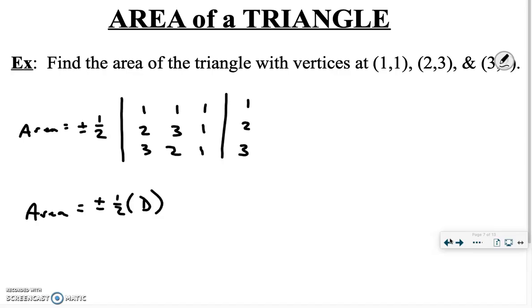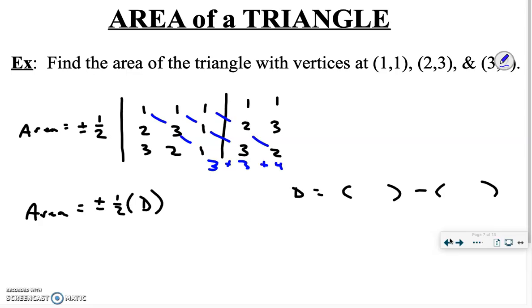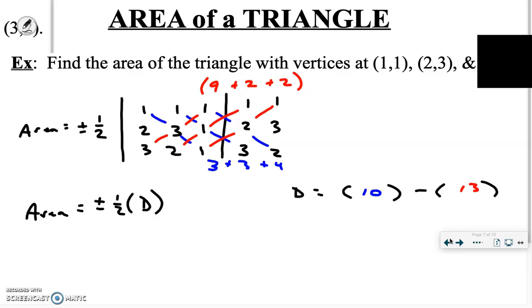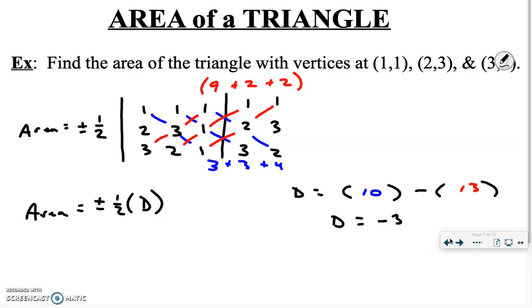So the way that we do this, we copy the columns, and we get to work. So my determinant is still going to be the sum of the downs minus the sum of the ups. So we're looking at this, 1 times 3 times 1, 3, 1 times 1 times 3, 3, 1 times 2 times 2, 4. 3 plus 3 plus 4 is 10. Multiplying diagonally going up, 3 times 3 times 1 is 9. 2 times 1 times 1 is 2. 1 times 2 times 1 is 2. And the sum of the others, 9 plus 2 plus 2 is going to be 13. So my determinant, 10 minus 13, is negative 3.